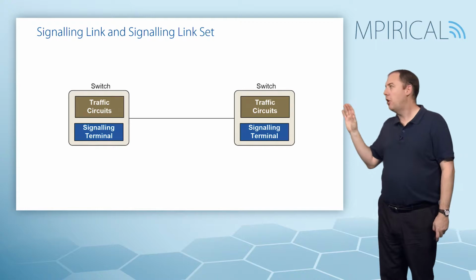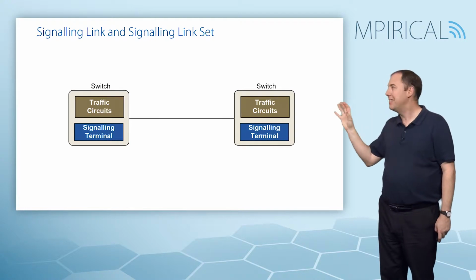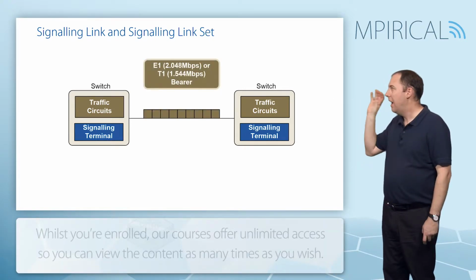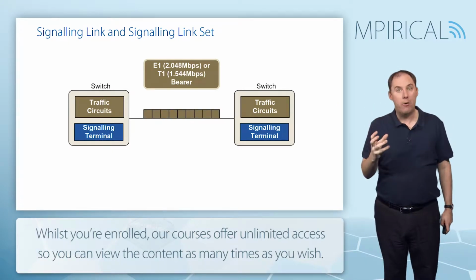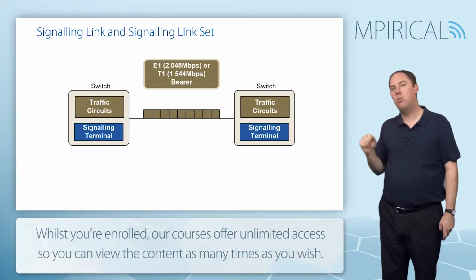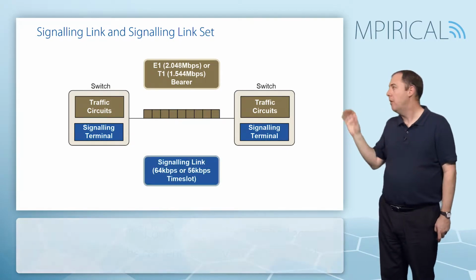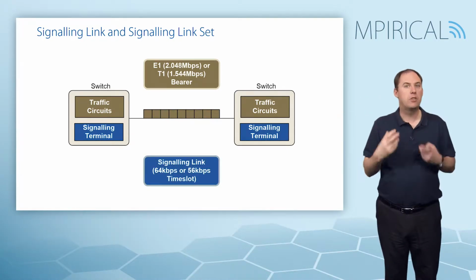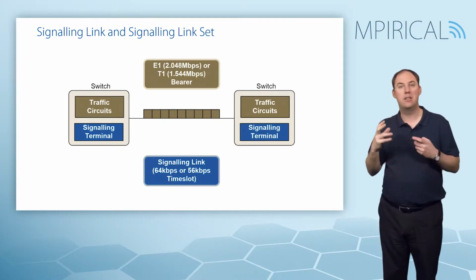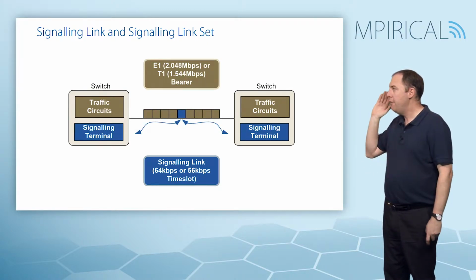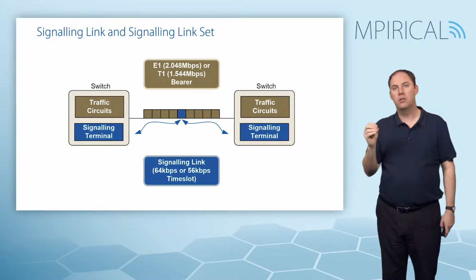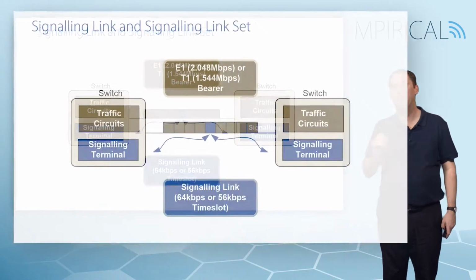In terms of the terminology then, so here's my same example. I've got a signaling terminal. We could have a bearer in place, so this is an E1 or a T1 bearer, and now what I'm saying is I'm going to utilise a signaling link, which could be a 64K, but for certain scenarios it might be a 56K time slot. And if we use one of those time slots, that is now a signaling link.